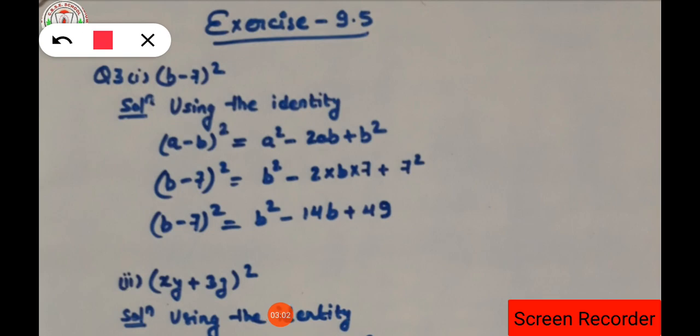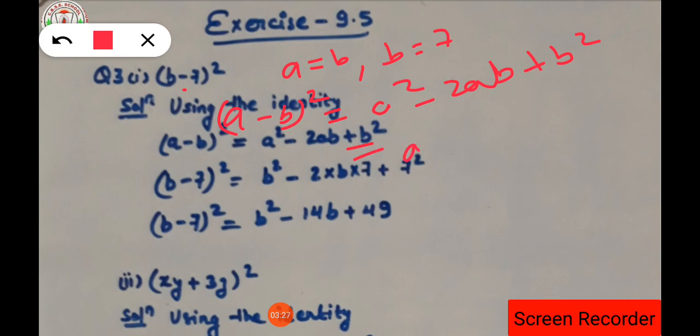What is said here? You have to use the identity to find the square. So in place of a we are having b, and in place of b we are having 7. Since minus is present between the terms, which identity is going to be used? A minus b the whole square is equal to a square minus 2ab plus b square. This formula can also be written as a square plus b square minus 2ab. Both ways of writing the formula are correct, remember.